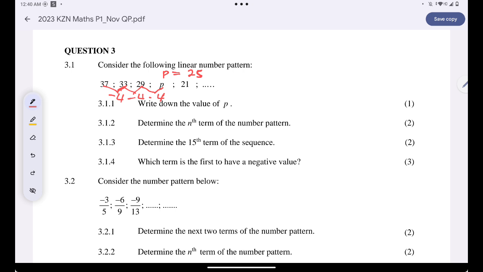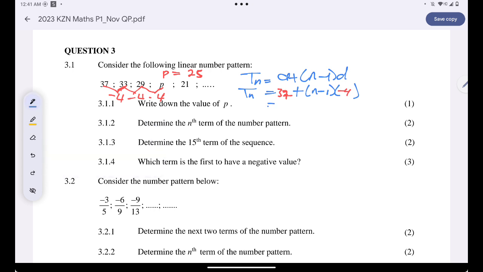Second question, I'm asked to determine the nth term. There are only two things I need for me to find the nth term. Let me write this one in blue. The nth term, Tn, I only need the value of the first term and the common difference. Right, together, and always the nth term should be in terms of n. So the value of the first term is 37 and the difference is negative 4.